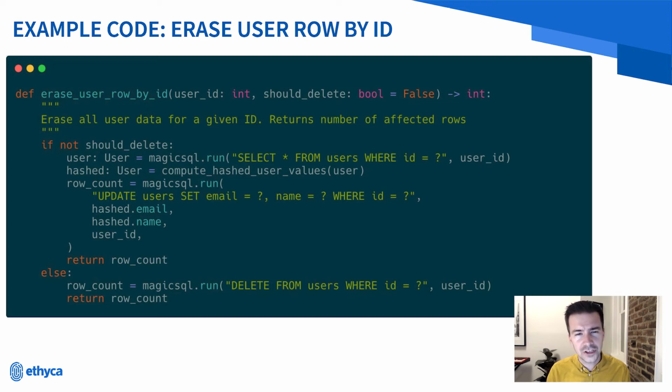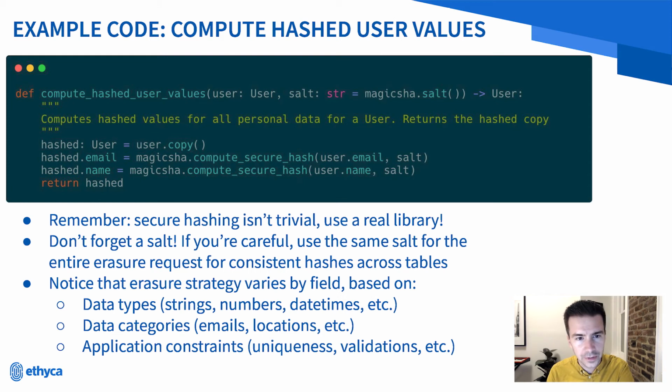Now, the implementation of that row-wise erasure for a user can be either an update or a delete, as we discussed. So as you can see here, the update is a bit more complicated, as we need to compute new user values for that row. In this case, we're just assuming we have some helper method that we'll take a look at called compute hashed user values that does the real work here. And then our function just runs an update statement to erase those fields.